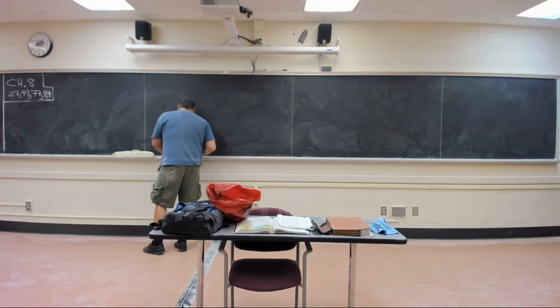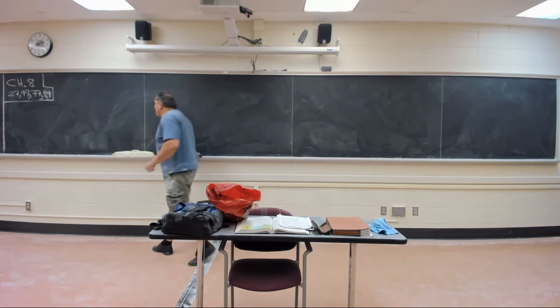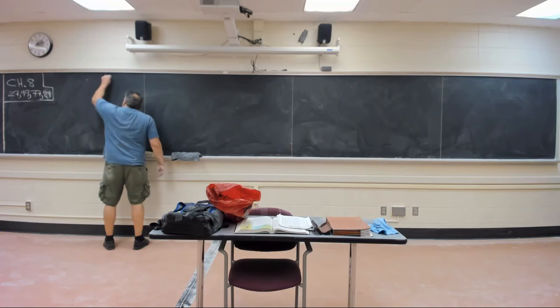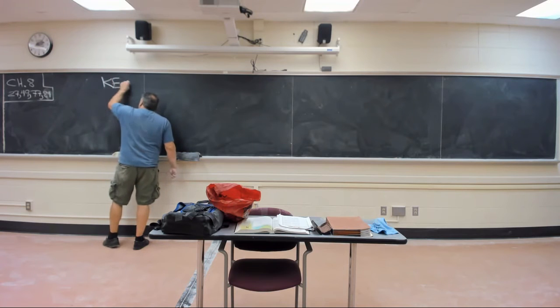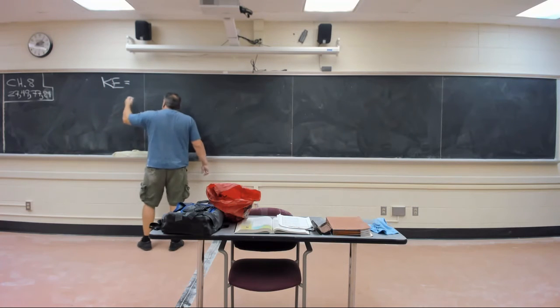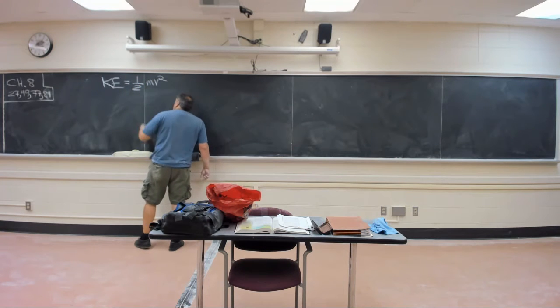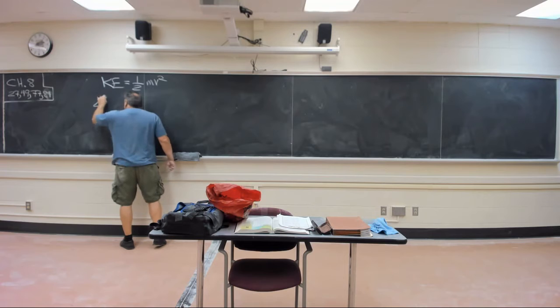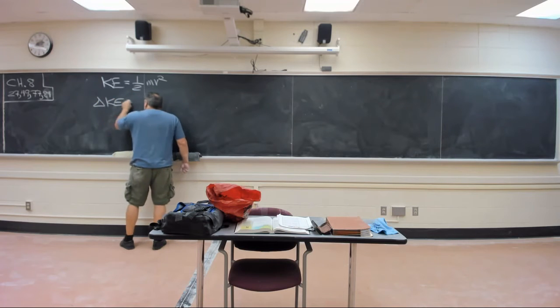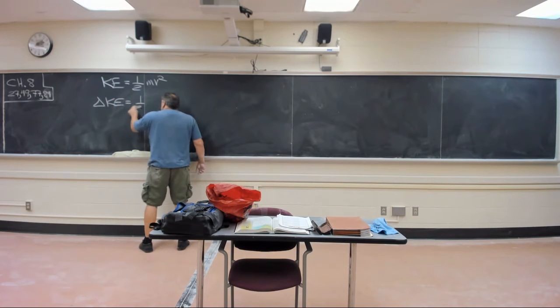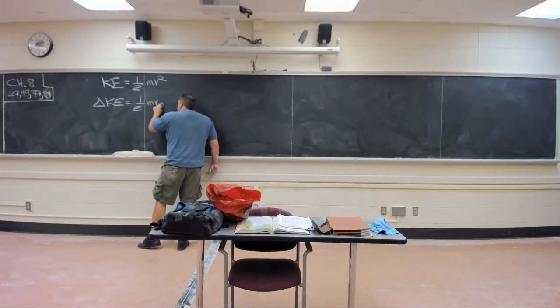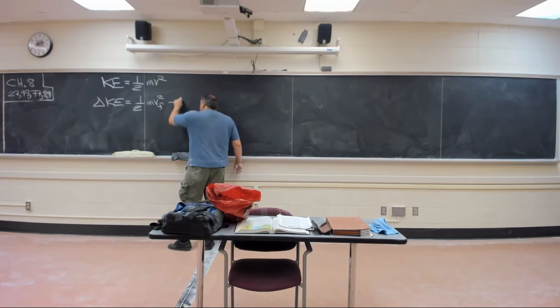All right, guys, what's going on here? Where did this thing come from? Where is this kinetic energy coming out to be this? Sometimes they say delta KE, change in kinetic energy, is 1/2 mass VF squared minus 1/2 mass VI squared.